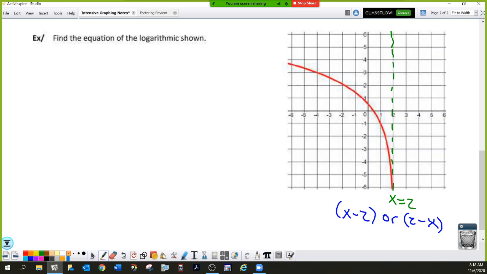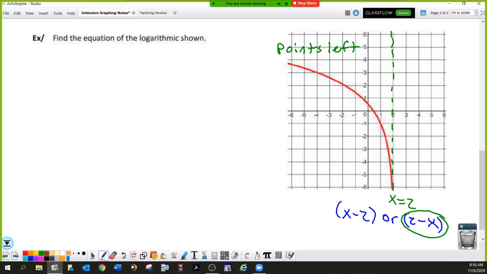You should be aware that log graphs are supposed to go to the right. This one's going to the left. So is it going to be the first expression or the second expression? It's going to be the second expression because this logarithm is pointing the wrong direction. Because it points left, this is going to be the argument of your logarithm. So that's knowledge of transformations.